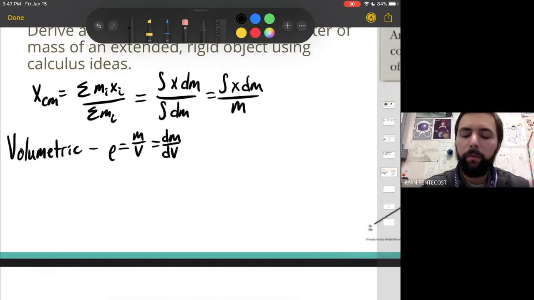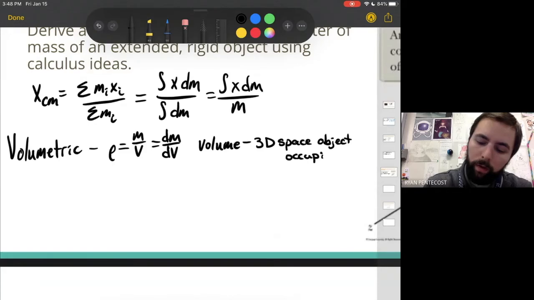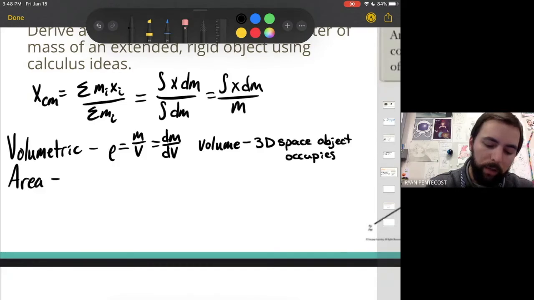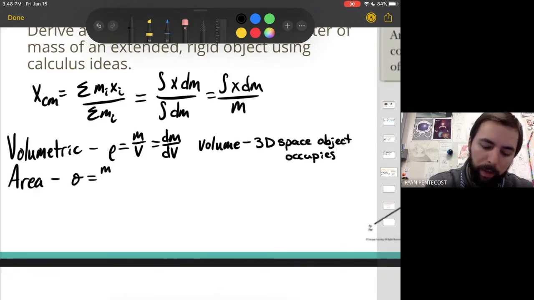But what if you don't have volume, right? Volume is specific to 3 dimensions, right? It is the 3D space that an object occupies. But what if you don't want to analyze all 3 dimensions? Maybe you just have area. So there is actually something called area density. That uses a lowercase sigma, like that, and that is mass divided by area, or dm divided by dA.